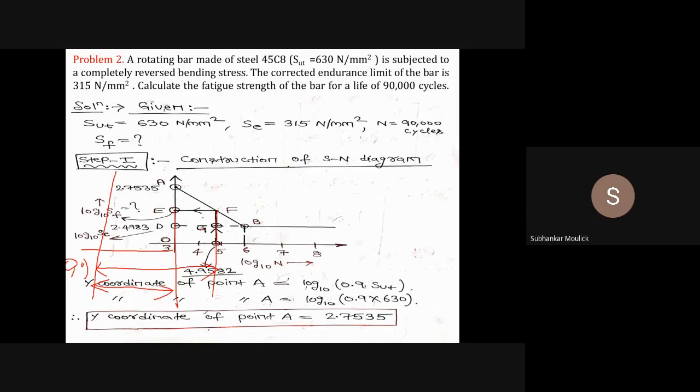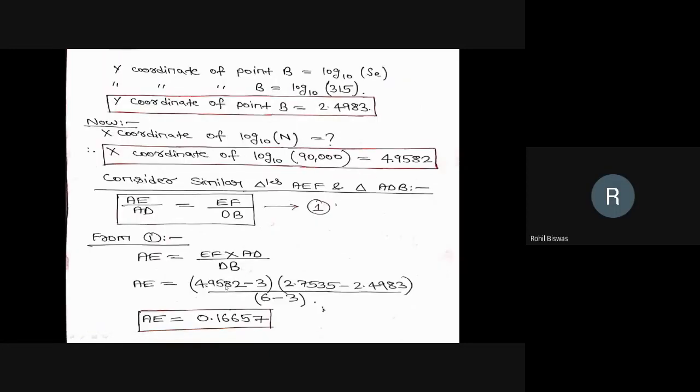Now tell me what will be the value of EF. EF will be, this length I already know, that is 4.9582 minus 3. Yes or no? This EF will be 4.9582 minus 3. Yes, sir. Look, EF is 4.9582 minus 3.